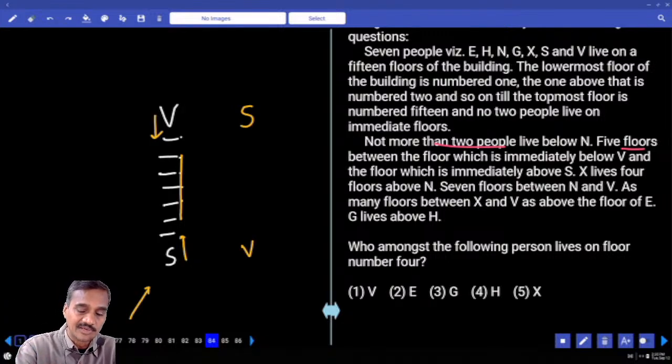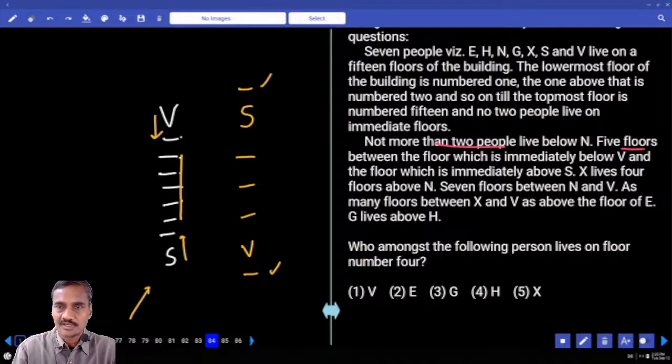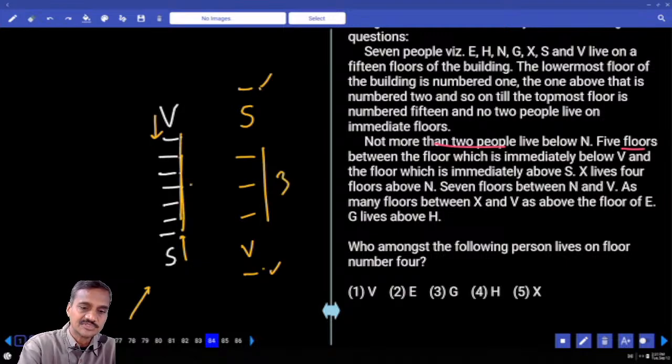Now immediately above this S, there is a floor here. And immediately below this V, there is a floor. Are you getting this one or not? Then 5 floors between, which is immediately below V and immediately above S. Now in between these two, how many floors are there? 5. As of now, S and V were there. There are 3 more. Clear? Hence in between these two S and V, there can be 3 floors or there can be 7 floors. Are you getting this point or not?